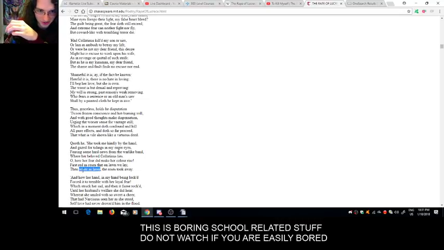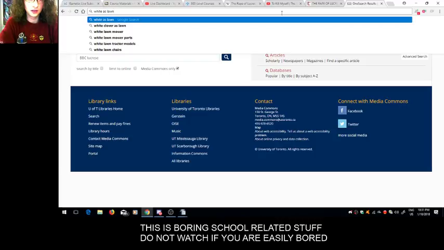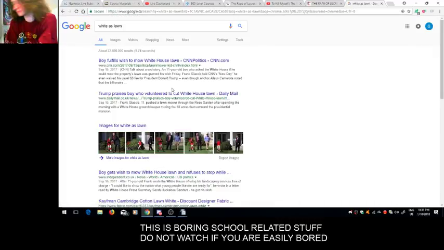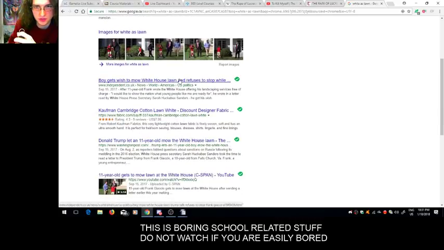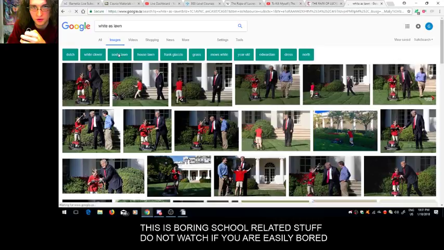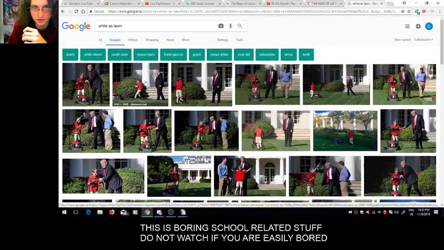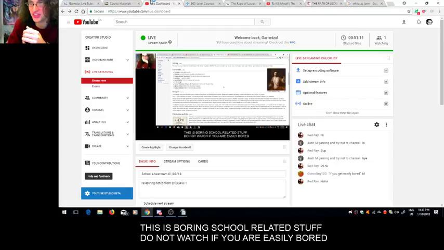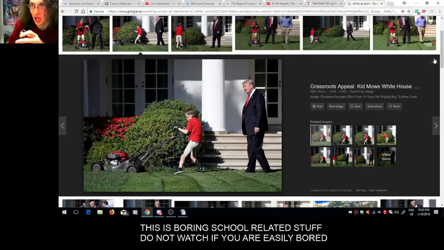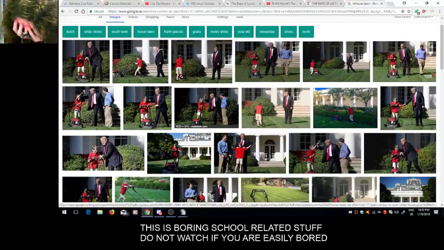White as lawn. What the hell is white as lawn? Boy wishes to mow and refuses to stop. What? The hell? Trump gets a little kid to volunteer to mow the White House's lawn? Is that what this is? When I search white as lawn, I get Trump.